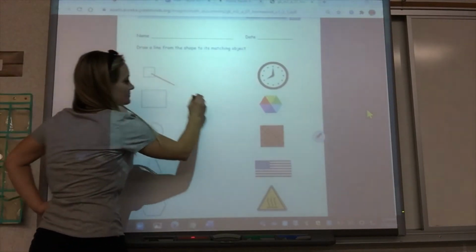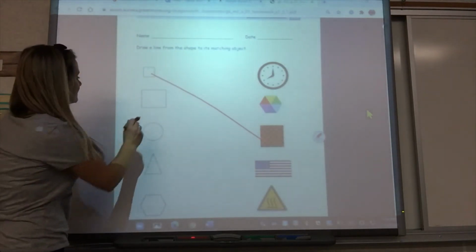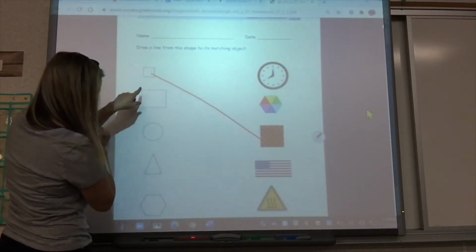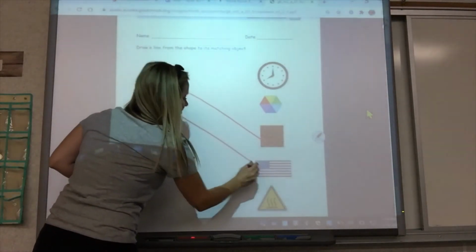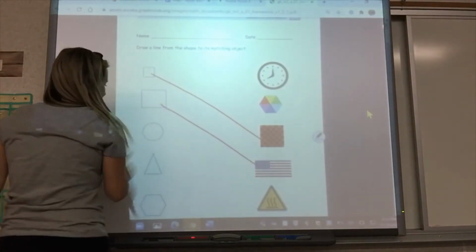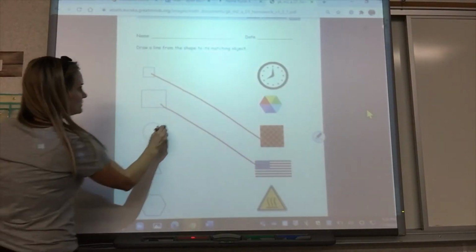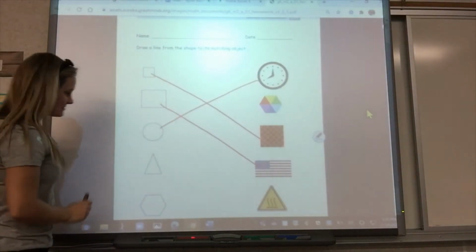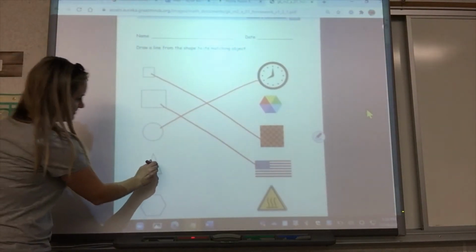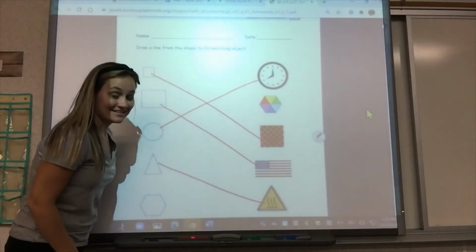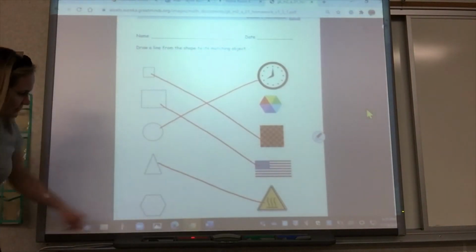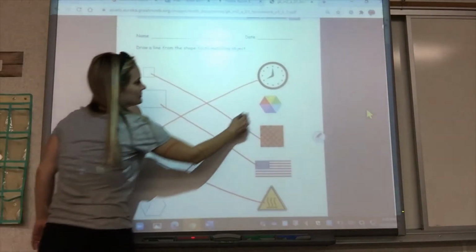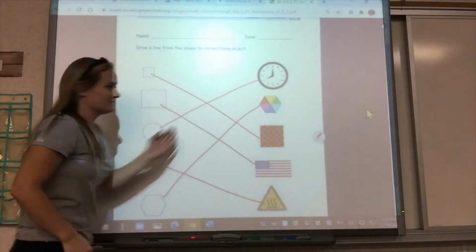Square. Checkers. Rectangle. Flag. Circle. Clock. Triangle. Warning sign. Hexagon.